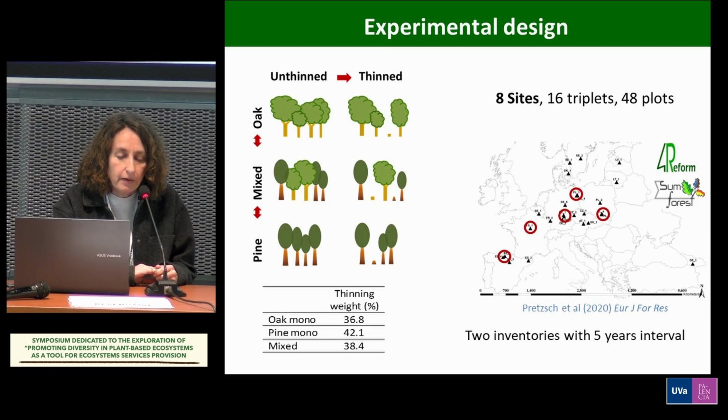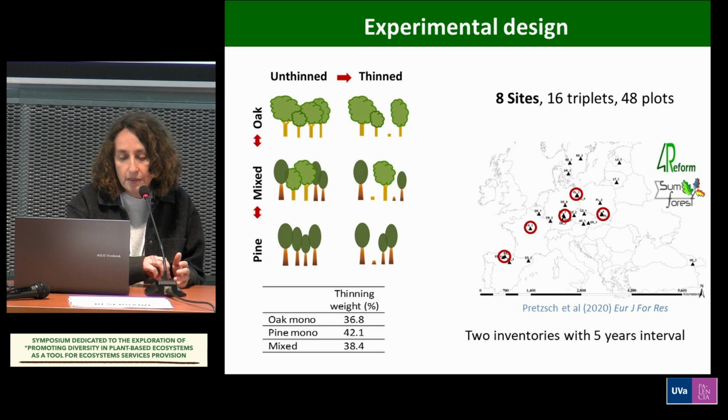We applied heavy thinning from above, and you can see the thinning weight that we will use later in the analysis is between 36 and 42% of basal area removed in the thinning. And the results are based on 2 inventories with a 5 years interval.